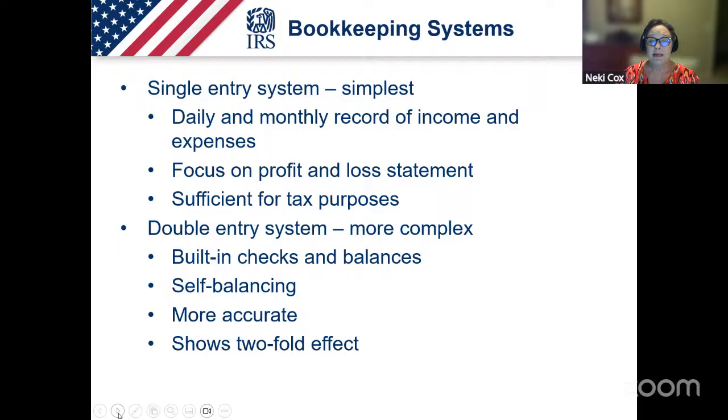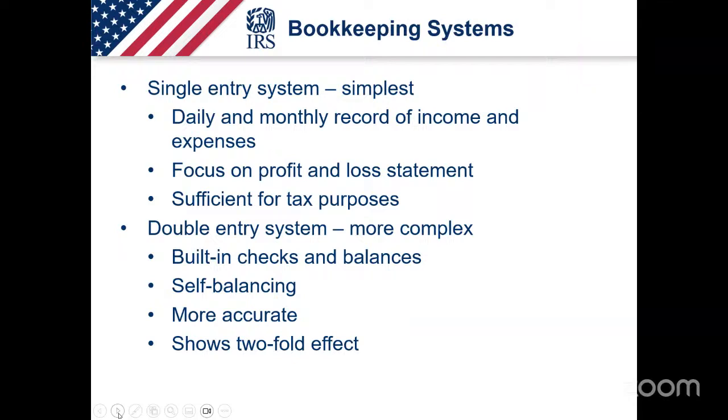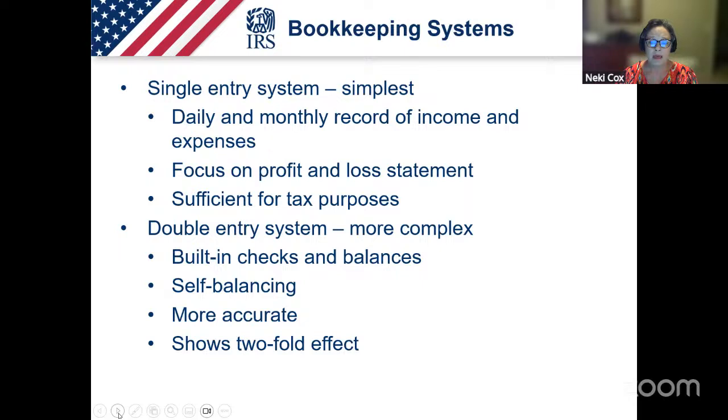There are 2 types of bookkeeping systems, something that we call single entry and something that we call double entry. Single entry is the simplest to keep. With a single entry system, all you do is record a daily and a monthly summary of your business income and a monthly summary of your business expenses. This system focuses on the business's profit and loss statement and not on its balance sheet. So while single entry is not a complete accounting system, it shows income and expenses in enough detail for tax purposes.